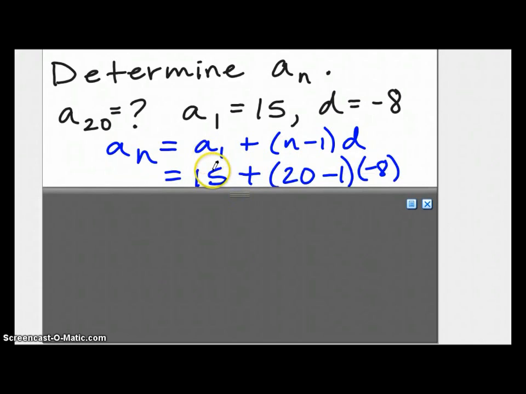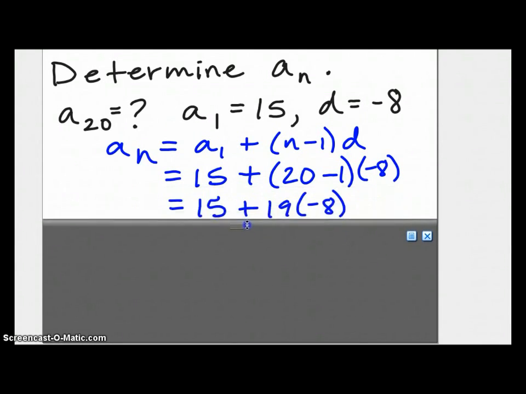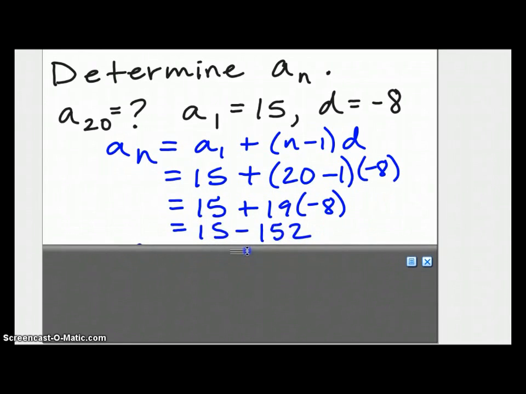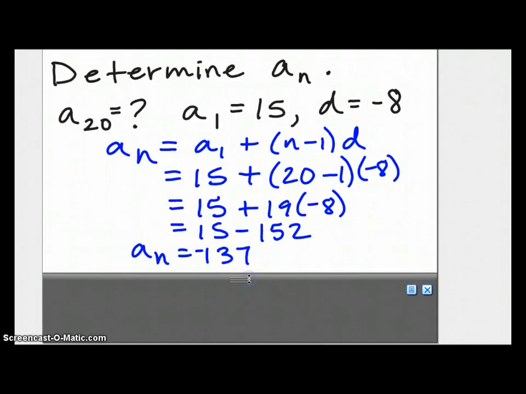We know our first term. We know our difference. We know our n value. We just need to simplify. So 20 minus 1 being 19. We're going to multiply that by -8. We're going to add that to 15. So 19 times -8 will be -152 plus 15. We get -137.